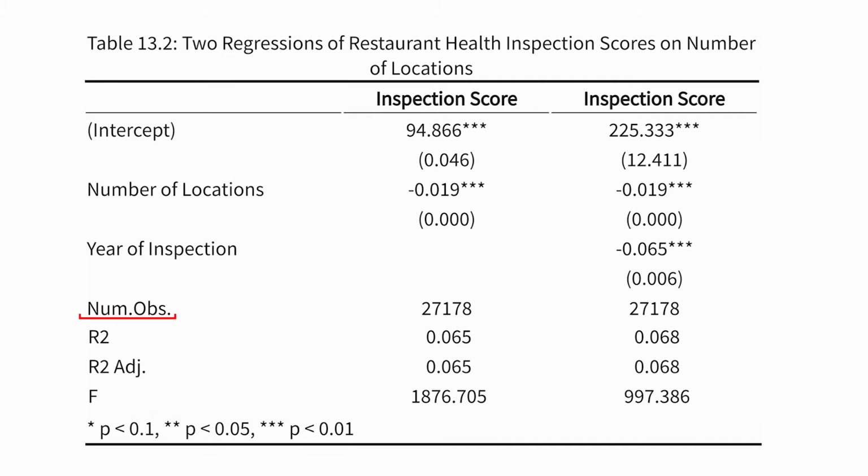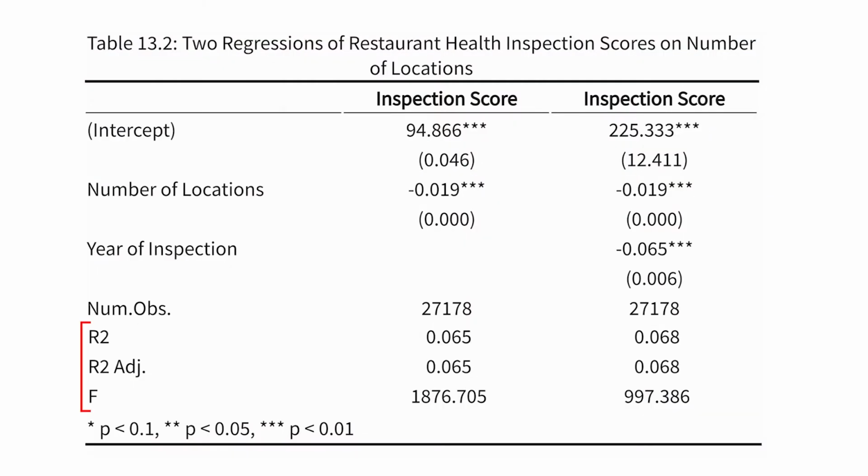The first thing that we see is the number of observations. We see that this regression was estimated using 27,178 observations. We also see some what are called model fit statistics below. These are statistics that are some sort of indication of the quality of the model overall. They're not related to specific coefficients, like the standard error or coefficient or p-values that we have above. They're related to the model as a whole. Here are 3 ones that you might commonly see.